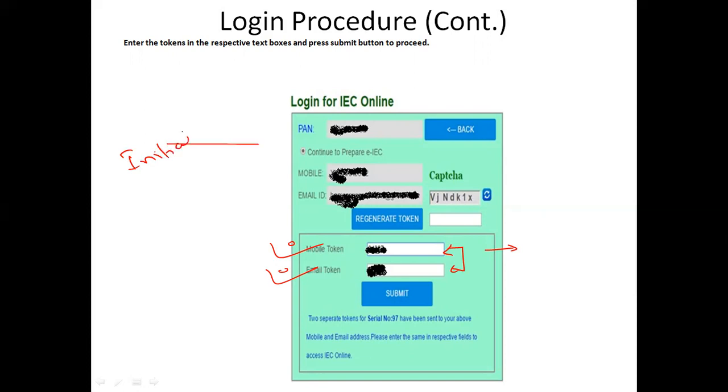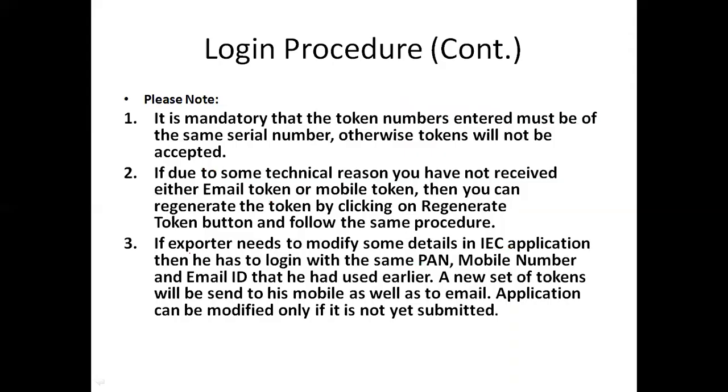This is the initial process to confirm your identity. That means you are the person who is applying, and the number and the email ID that has been given is you only using this. Now listen carefully. It is mandatory that token numbers entered must be the same serial number, otherwise the token will not be accepted. This is point number 1.